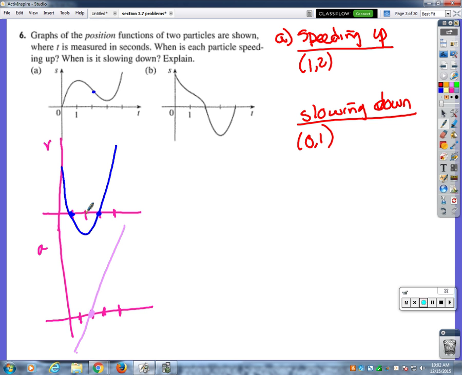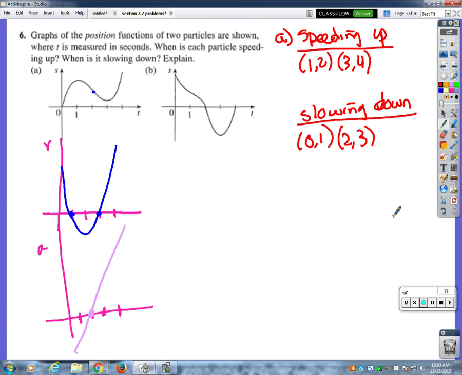Okay, then from 2 to 3, the velocity is negative because it's below the x-axis, and from 2 to 3, the acceleration is positive, so that means it's slowing down. And then from 3 to infinity, it's speeding up, because they're both on the same side. Is 3 to infinity correct? 3 to infinity is fine. I'm going with 4 because the graph stops at 4.